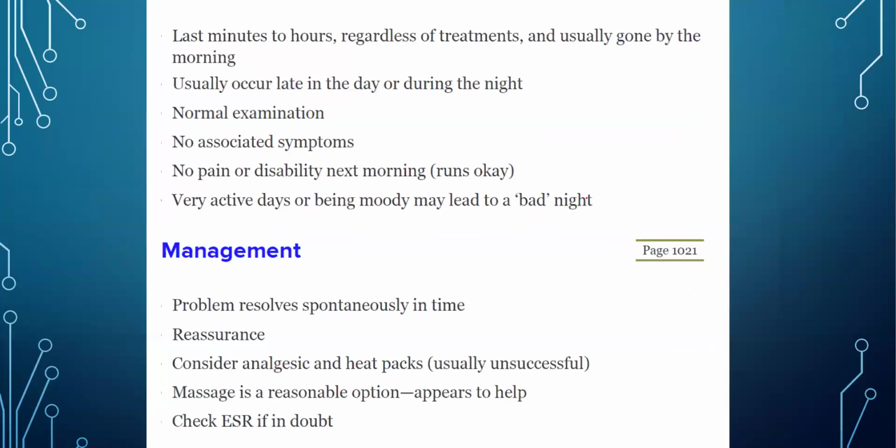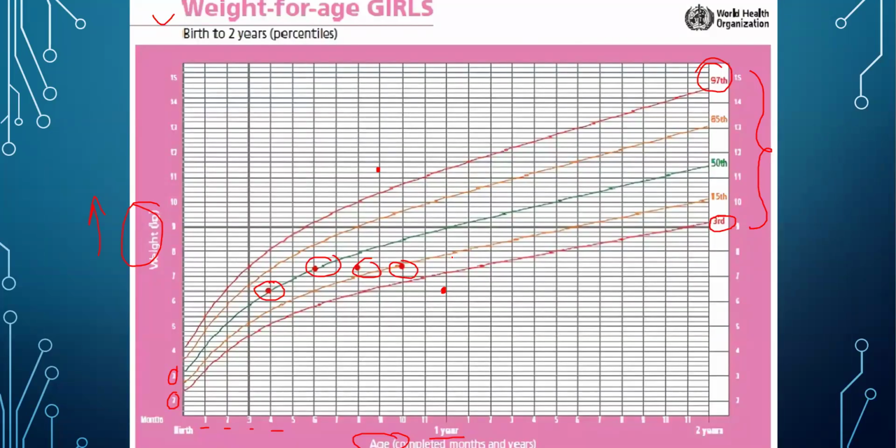But there are a few other things which I would like you to know. A child comes to the practice with the parents, who say that over the last 1 to 2 months, the child is not gaining weight. And you checked it and found that at 10 months, the child's weight was on the 85th percentile.